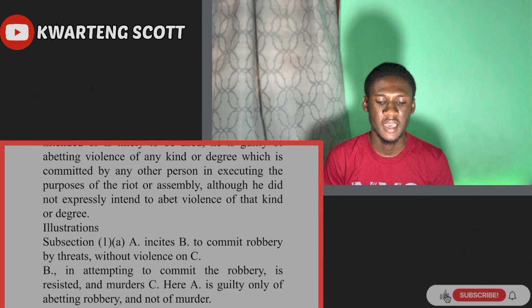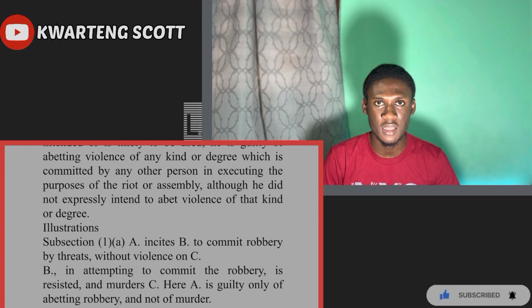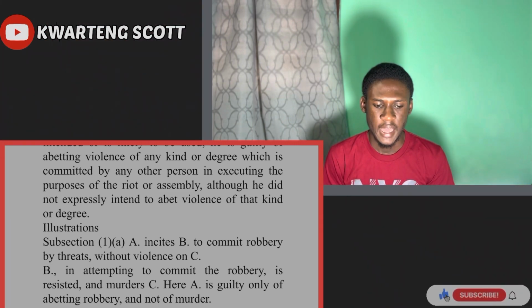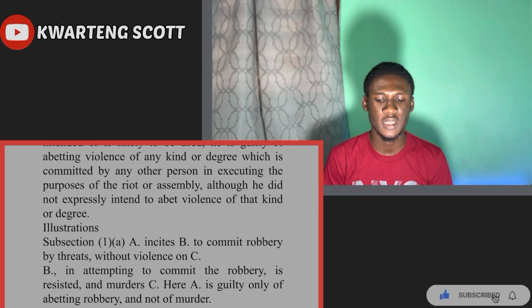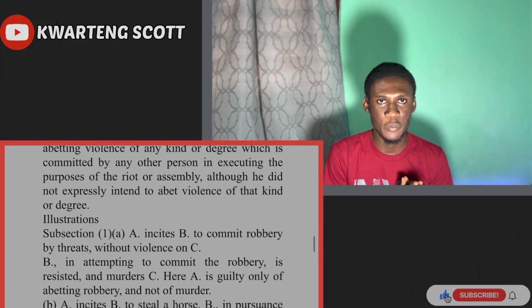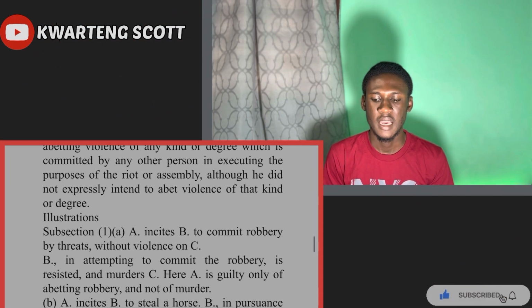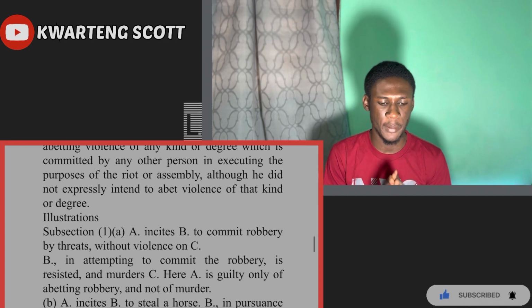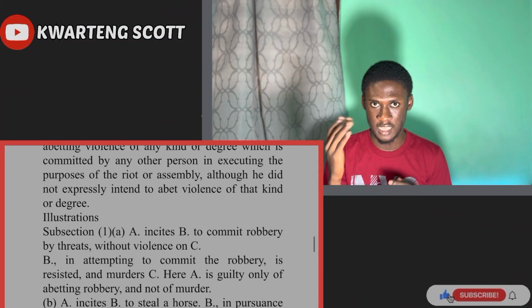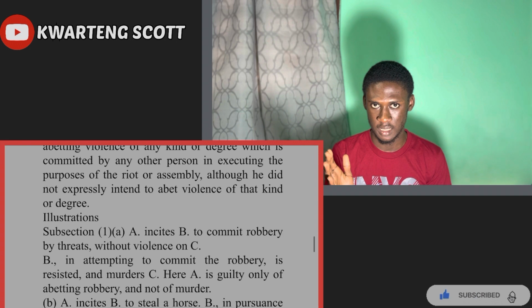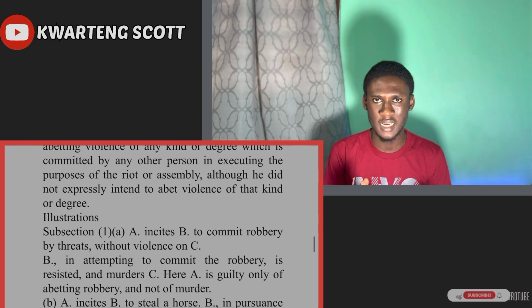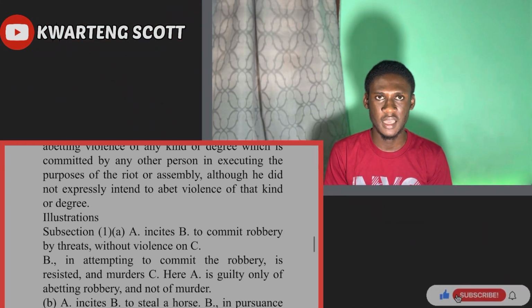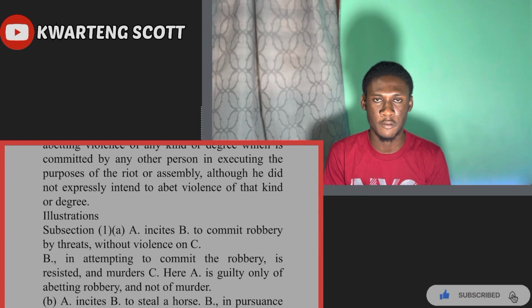So if A incites B to commit robbery by threat without violence to C, and then B, attempting to commit the robbery, meets resistance from C, and B murders C. Here, A is guilty of only abetting robbery, like I explained in the first part. He had no hand in the murder, but B is guilty of murder.